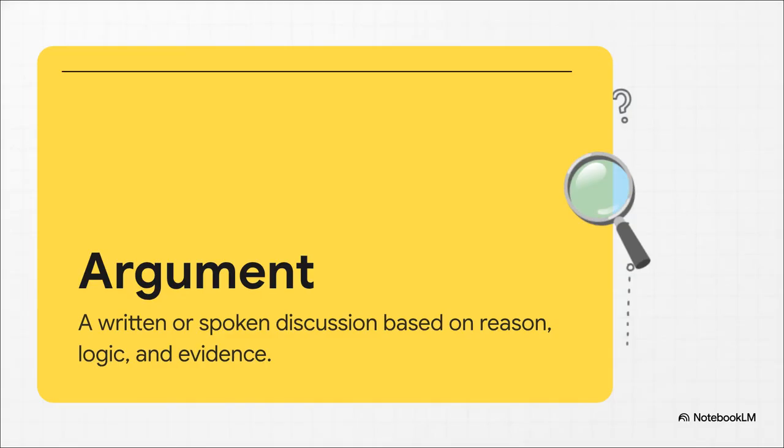So, to understand how to actually support a stance, we first need to define what an argument is in an academic context. Our text defines an argument as a written or spoken discussion based on reason, logic, and evidence, right? It's not just two people yelling at each other. And it's super important to note that a text can have one massive, overarching main argument, which is then propped up by a bunch of smaller supporting arguments.